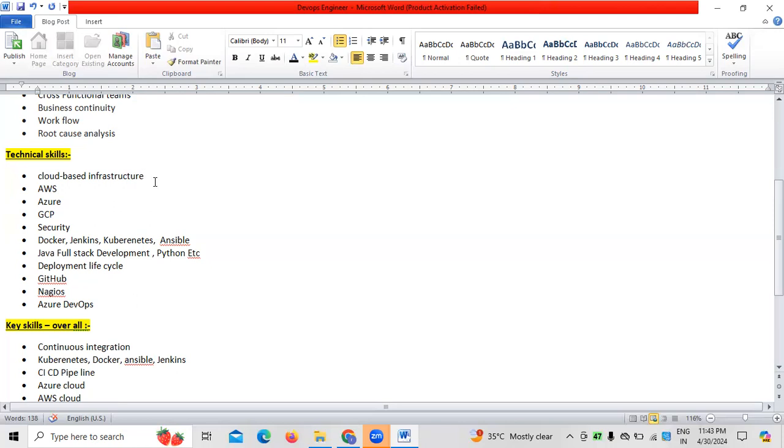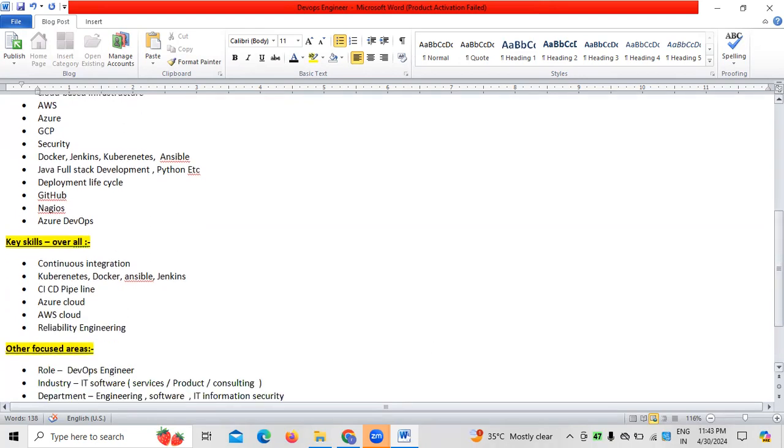Next, having knowledge of Azure DevOps, because Azure DevOps is one of the tools used to create CI/CD pipelines, so that the continuous integration, deployment and delivery process happens continuously without difficulty in between, even when volatile requirements arise. So these are the technical skills a DevOps engineer must be good with.